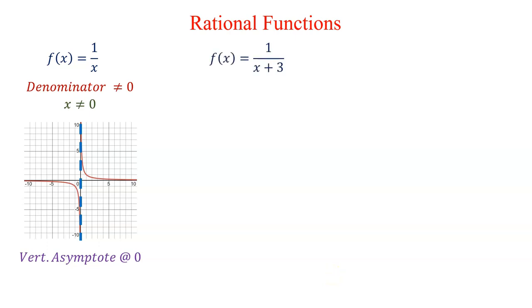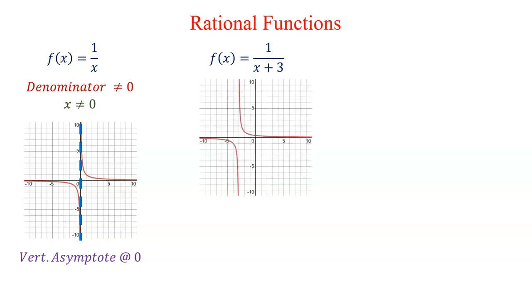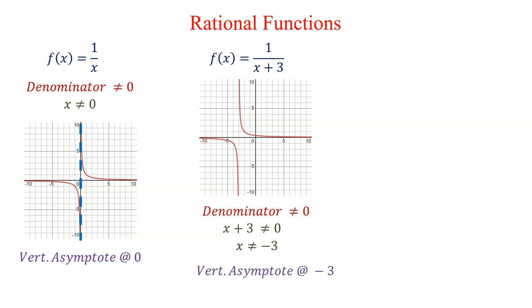A different example, f of x equals 1 over x plus 3. As we should know, the entire curve will move 3 to the left. Again, we'll start with the premise that the denominator cannot equal 0. The denominator cannot equal 0, that means x plus 3 cannot equal 0. If we solve for x by subtracting 3 on both sides, we end up with x cannot equal -3. And as we can see in our picture, there's a vertical asymptote at -3.